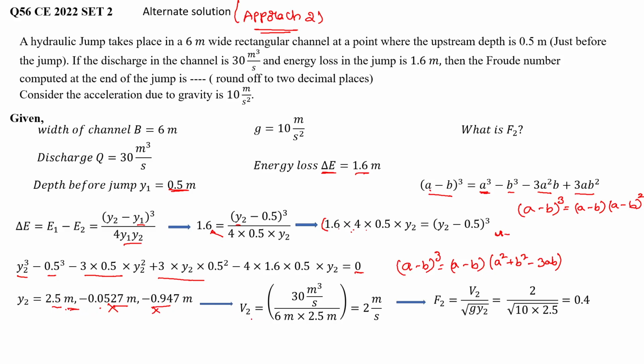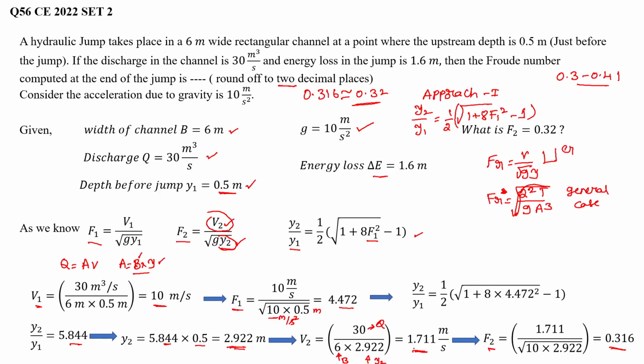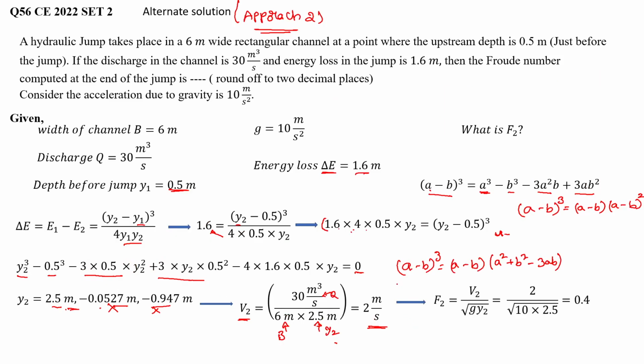Use this information to calculate v2, which is equal to 30 meter cube per second divided by 6 meter into 2.5 meter. 2.5 is the depth after the jump, and 6 meters is the width b, and this is Q. As we know, Q equal to A into V. We are using that formula only. So v2 equal to Q divided by b into y2, which gives us the value of 2 meter per second. So how much did we get before? We got 1.77 meter per second before, but with the help of approach 2, we have reached a value of 2 meter per second.